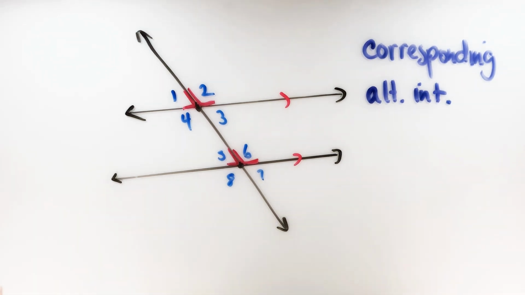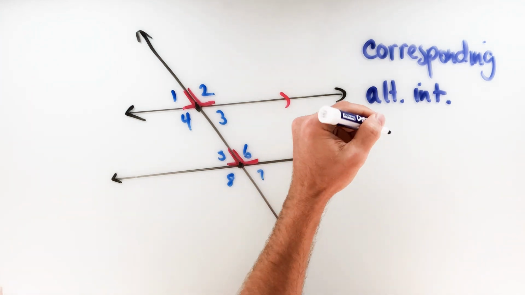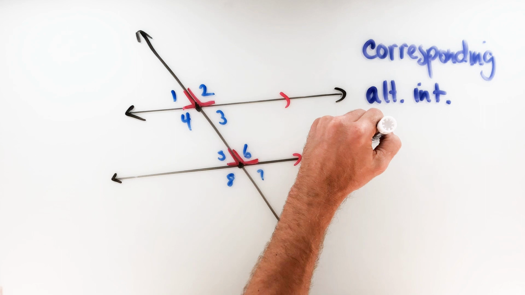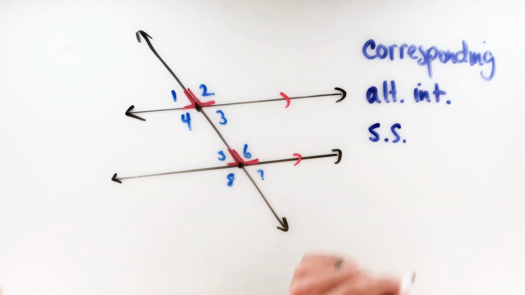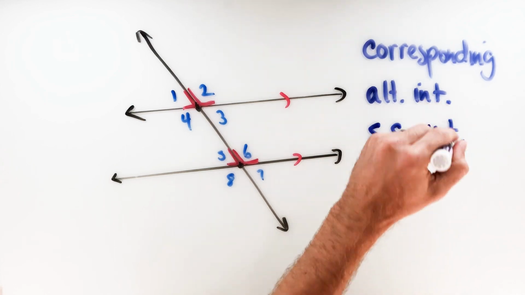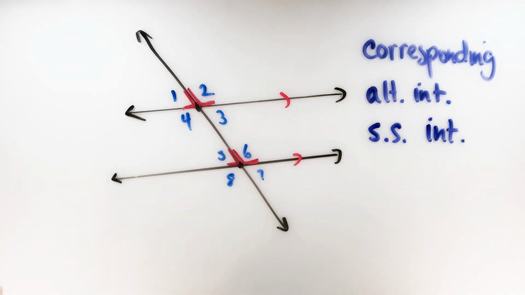Okay, the third angle pair type, we're going to stay on the interior. This time we're going to call them same side interior. I've also seen these called consecutive interior, but I'm going to go with same side. So again, I'm abbreviating SS for same side interior.